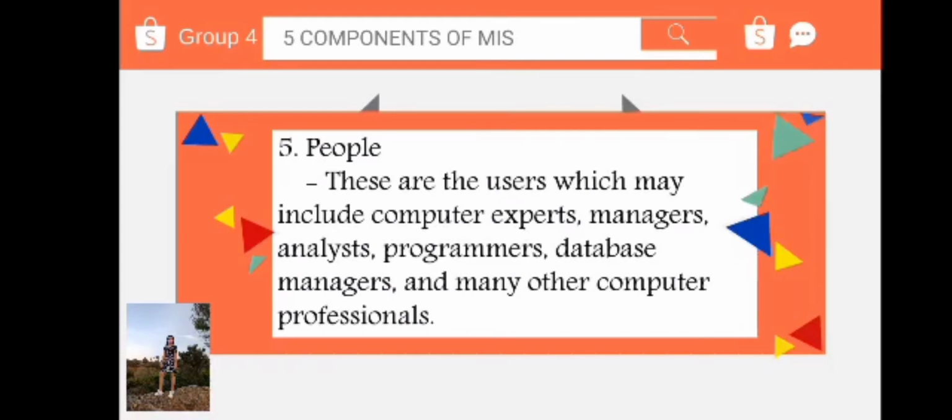Dahil sila po ang kikilos para sa inyo pong company. Sila nga daw po yung users. At ang sample po nun is computer experts, at yung managers, analysts, programmers, at marami pa pong iba. Sila ang pinakamahalagang component ng MIS. Kung wala sila is parang hindi magpa-function yung MIS sa inyo pong company.